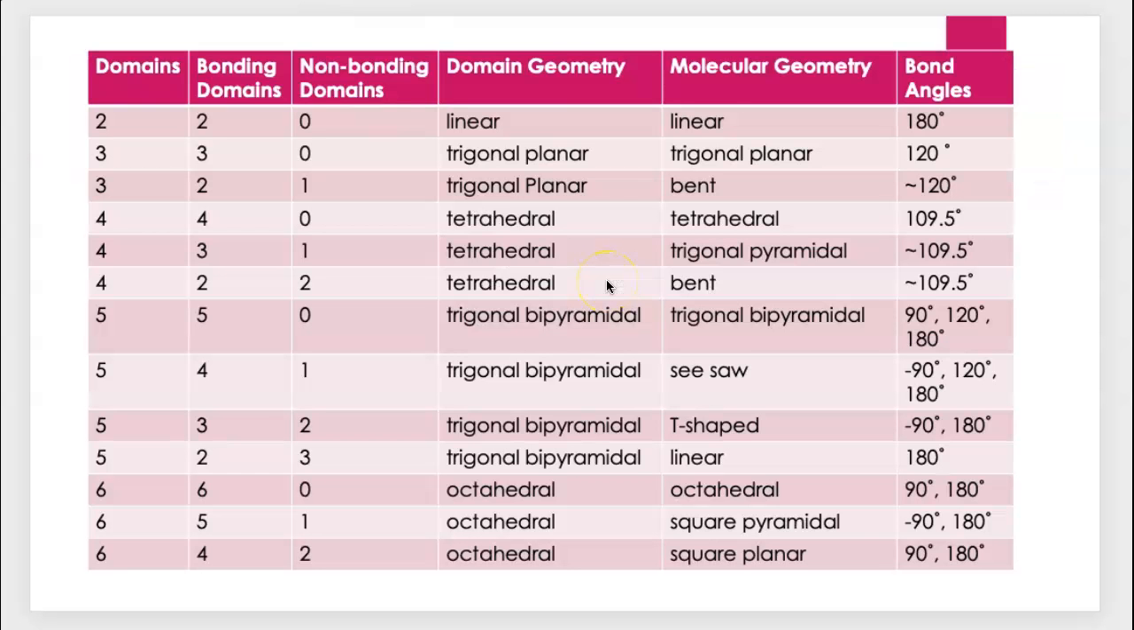There are 5 geometries that are always going to be polar, and 6 if you count bent twice. A bent geometry is always polar. Trigonal pyramidal is always polar. There's the bent again. Seesaws are always polar. T-shaped are always polar. And square pyramidal are always polar. So those 5 shapes have to be polar because of the non-bonding pairs.